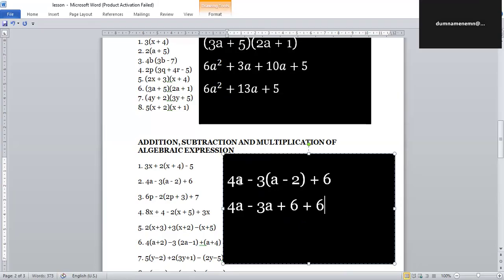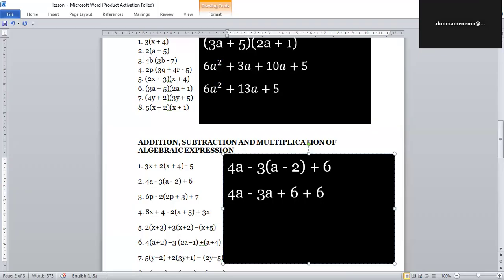So we have our 4a, -3 multiply a, we have -3a. Then negative sign multiply negative is going to be positive. Then 3 times 2, 6. So simplify this to get your final result. 4a minus 3a, you're going to just have a. 4 minus 3 is 1, so no need to put the 1. Then 6 plus 6, you're going to have 12. So that is all for that question.